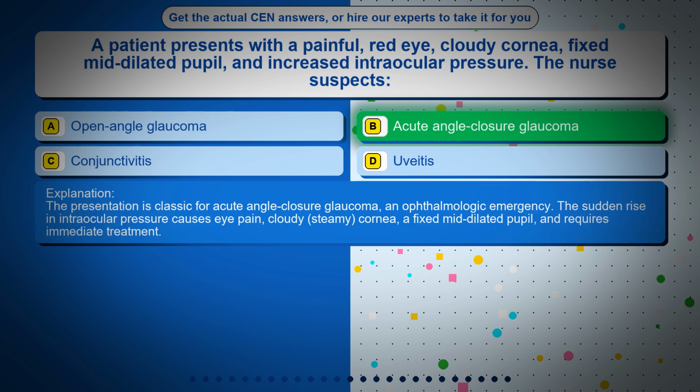The presentation is classic for acute angle closure glaucoma, an ophthalmologic emergency. The sudden rise in intraocular pressure causes eye pain, a cloudy, steamy cornea, and a fixed mid-dilated pupil, and requires immediate treatment.